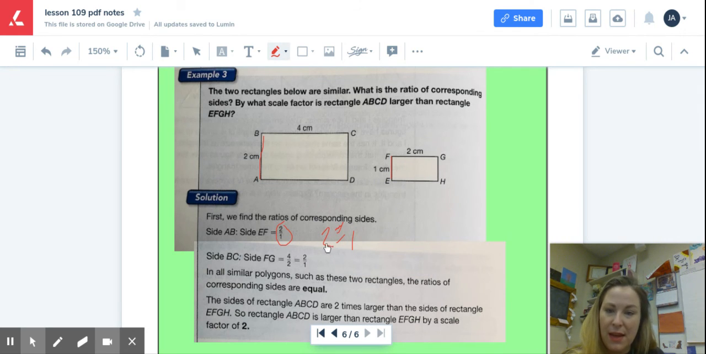So same thing, the corresponding side BC is a 4, FG is 2, so we go from 4 to 2 and reduce that down to 2 to 1. So we're seeing that whatever we have for a length in this smaller rectangle here, if we multiply that times 2, that's how we're getting our lengths over here for our bigger rectangle. So if we had a length here or here, we can always multiply it to get our bigger one. And so when they're asking, how many times larger is your larger rectangle? It's a scale factor of 2 because we're multiplying by 2.